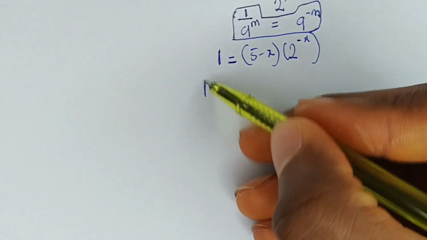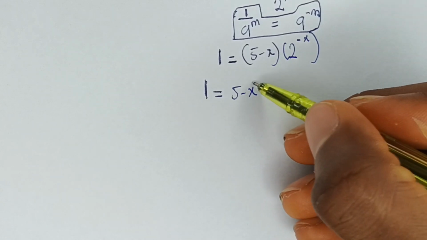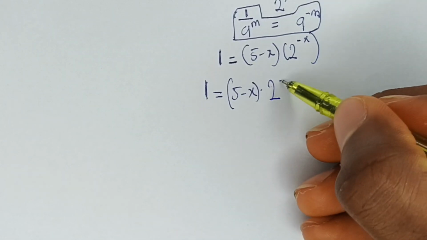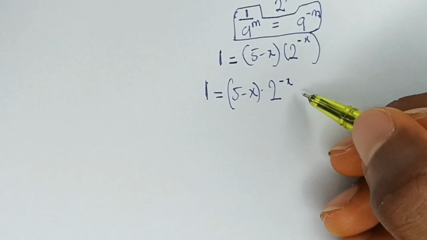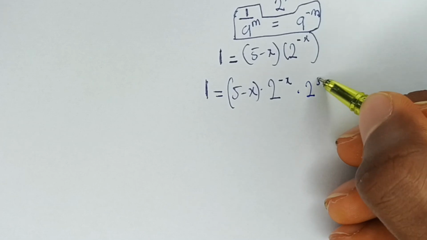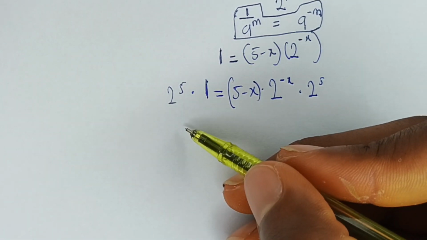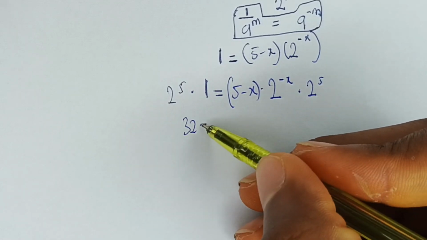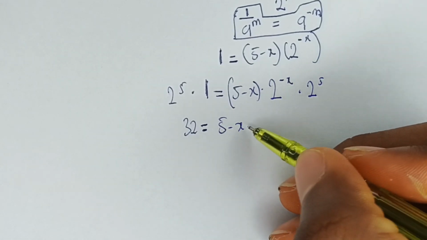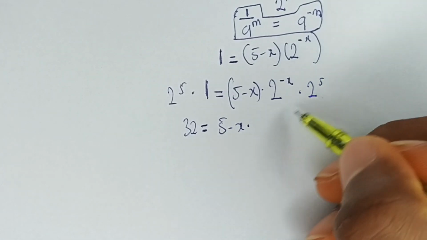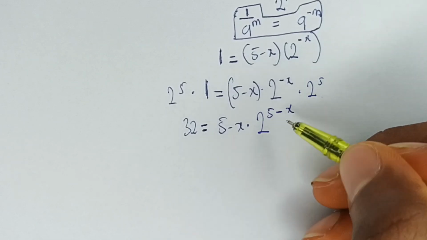Now we have that 1 is equal to 5 minus x multiplied by 2 raised to power negative x. Let's now multiply both sides by 2 raised to power 5. 2 raised to power 5 is equal to 32, times 1, which is 32, equal to, on this side, 5 minus x multiplied by, since the bases are the same, you can add the power. So we have 2 raised to power 5 minus x.